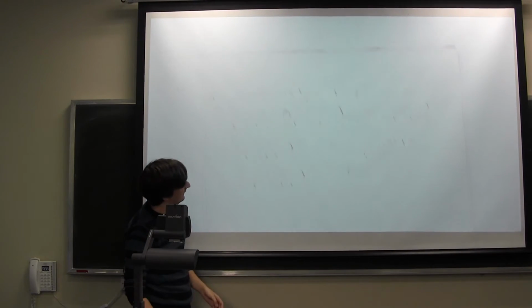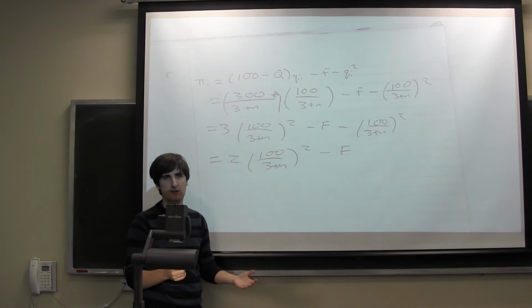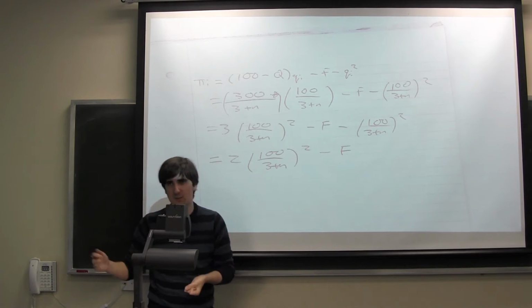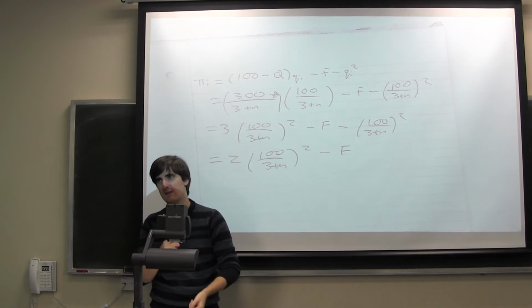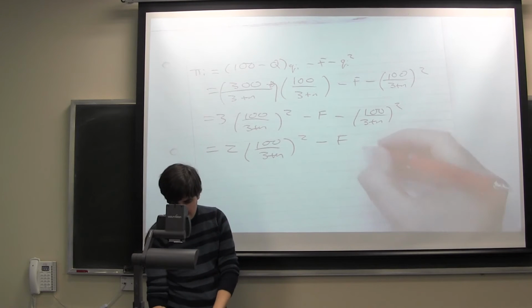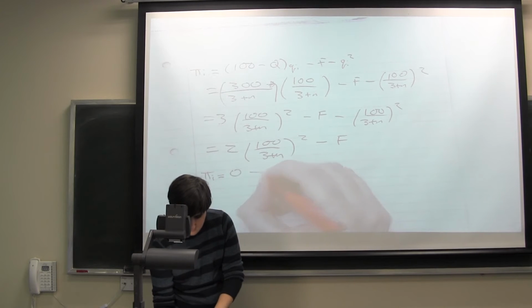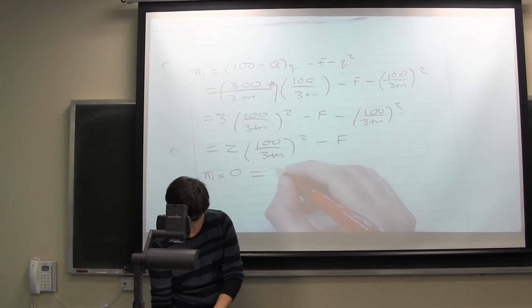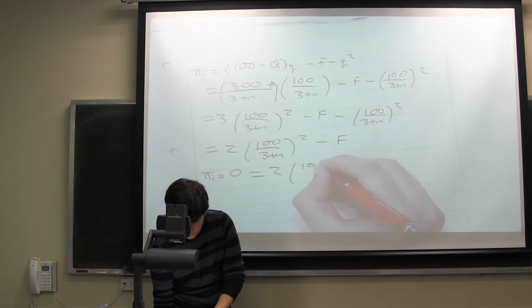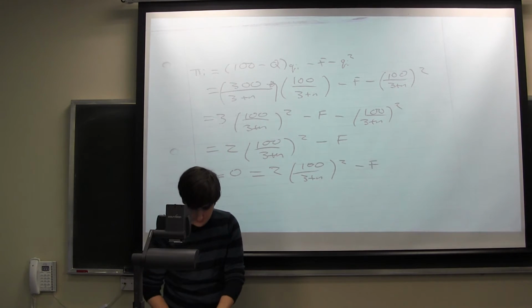Okay, and firms are going to enter up to the point at which profits are approximately 0. If profits were strictly positive, more firms would enter. If profits were negative, firms would leave. So with free entry, πi equals 0. So this thing is 0. So 2 times (100 over 3 plus n) all squared minus f is 0.